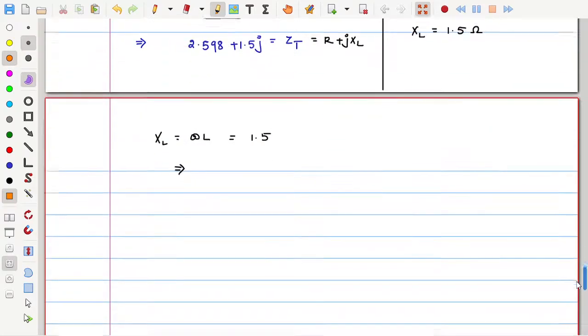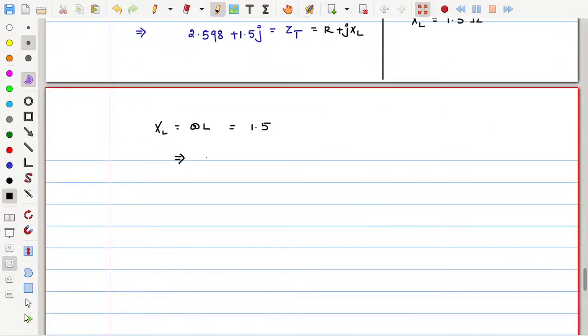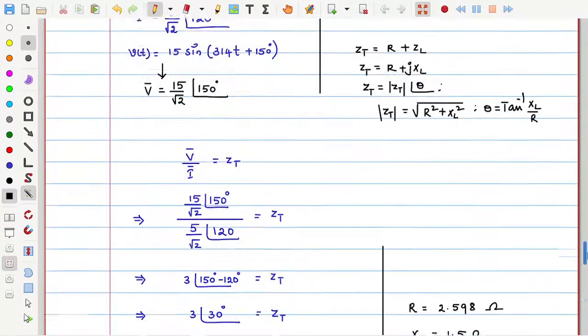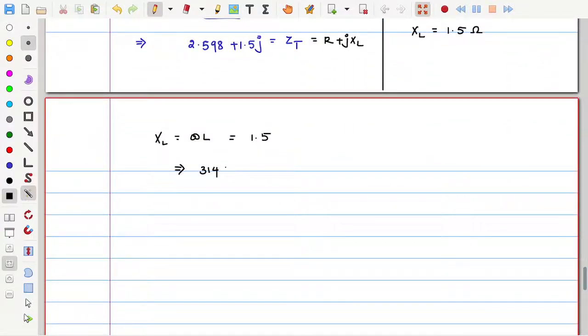Okay. So omega is 314. Is that 314? Yes, sir. So 314 into L is equal to 1.5. Now you can get the value of the inductance as L equal to 1.5 by 314. How much will we get? So 1.5 divided by 314 is the inductance value, which is equal to 4.77 into 10 power minus 3. So I can write it as millihenry.